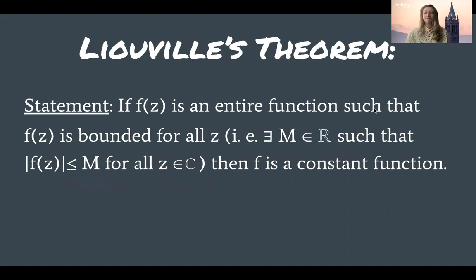What does Liouville's theorem say? If f of z is an entire function such that f of z is bounded for all z in the complex numbers, then f is a constant function. Well, let's remember that an entire function means that f is defined for all the complex numbers and that f is differentiable at all of those complex numbers. And what does bounded mean? Well, bounded we're really referring to magnitude. So if the magnitude of f of z is less than or equal to M for some real number, if these two are true of this function f, then we get that f is constant.